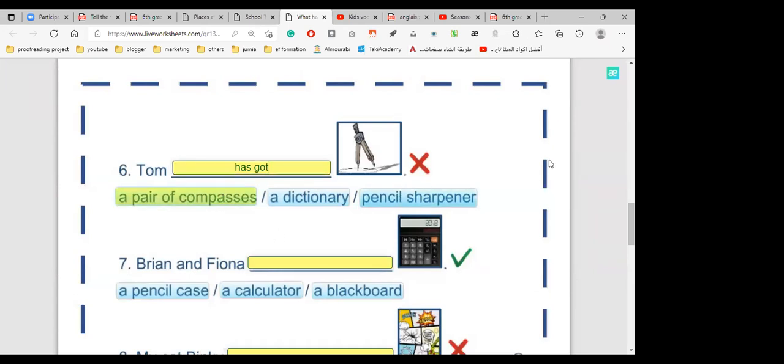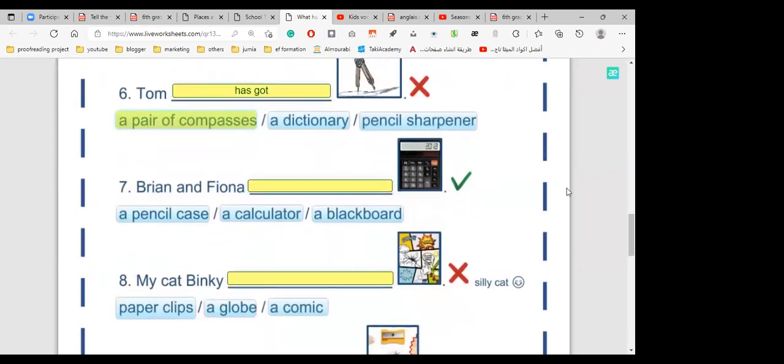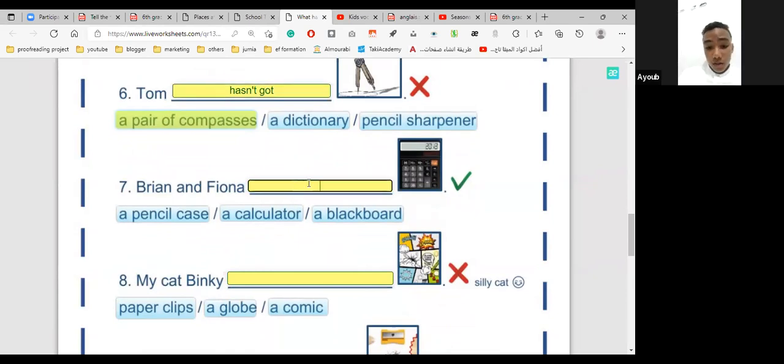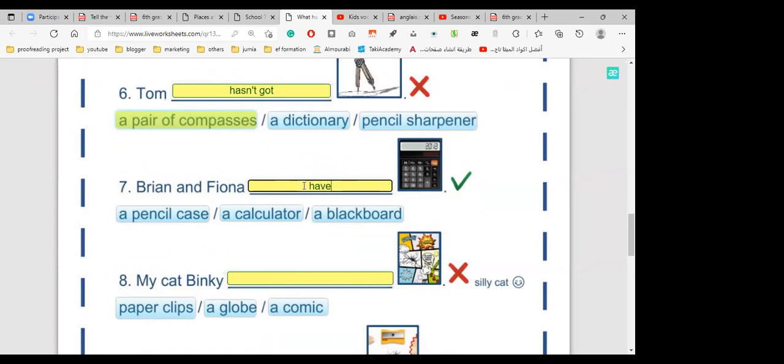A pair of compasses. We call it compass. Okay. Number seven, Brian and Fiona. Two. They are two. So we say here, hasn't, because it's red. Hasn't got. Have got. They have got. Very good. They have got.